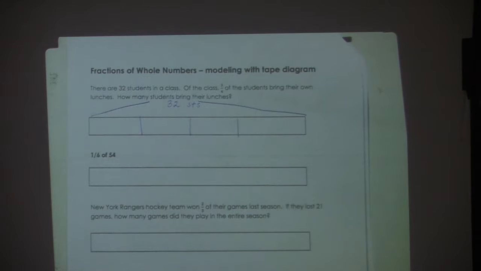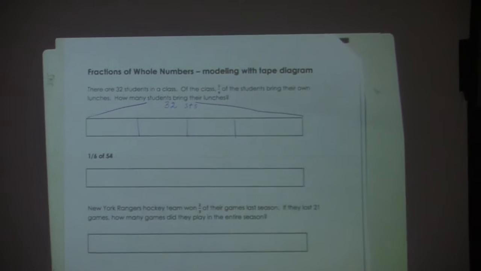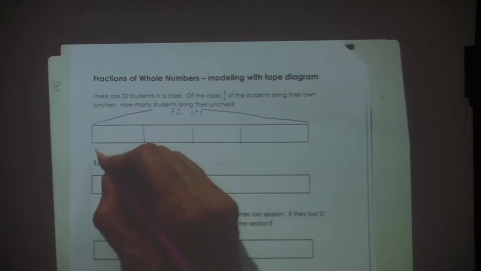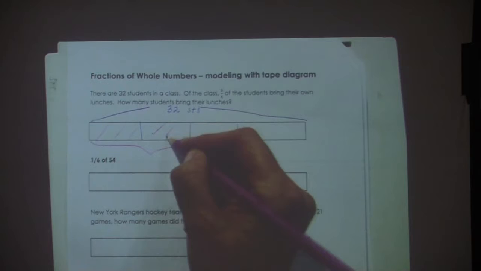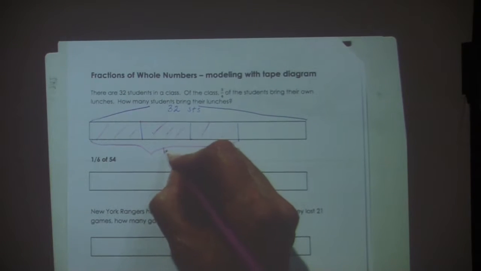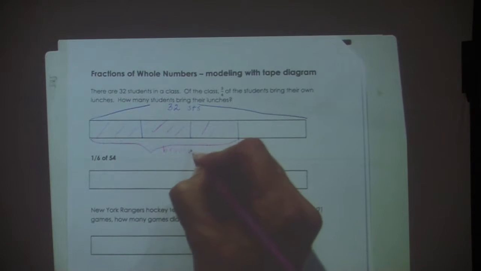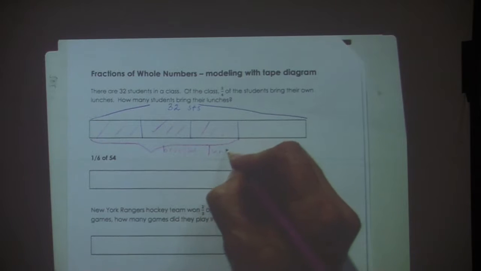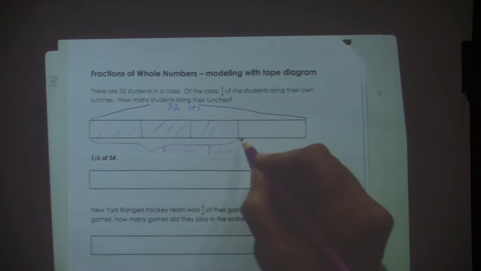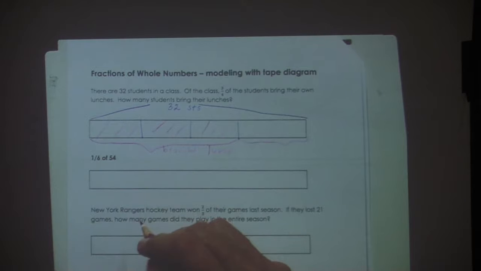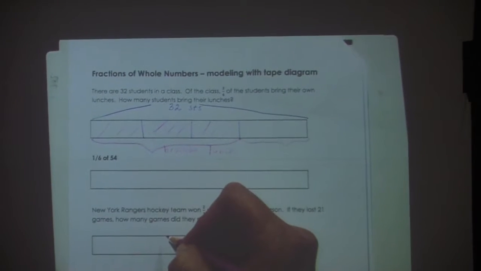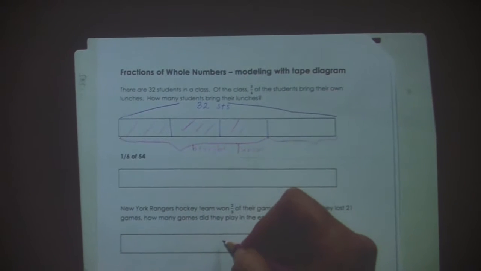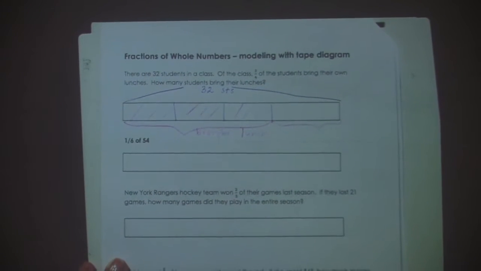I'm going to go ahead and switch to colored pencils. I don't know that you need it in this section, but we know that 3/4 of them brought their lunch. What does that tell you about the last fourth? It means they didn't bring their lunch or they bought their lunch. I mean, there's a lot of ways of describing it.